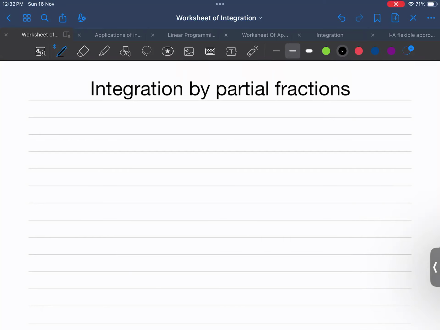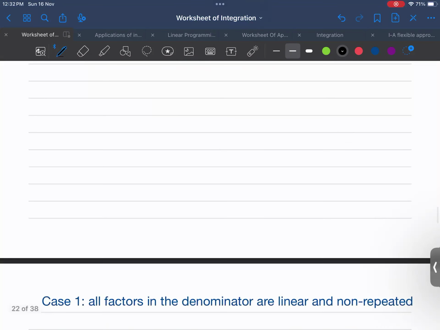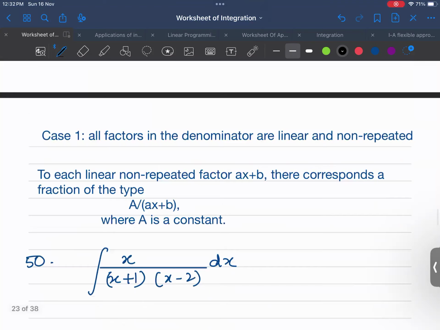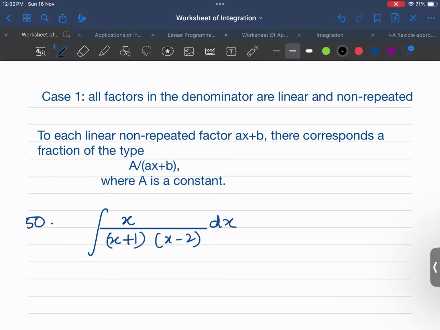Okay, we have started with the integration techniques, and in the previous sessions we have discussed integration by substitution and integration by parts. So now let's start with integration by partial fractions. Let's start with the first of the four cases.